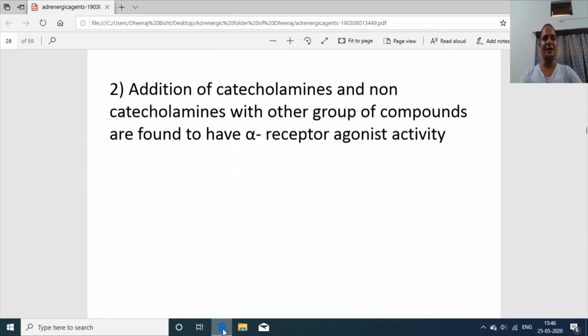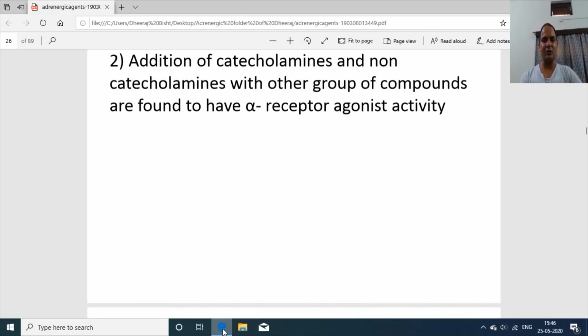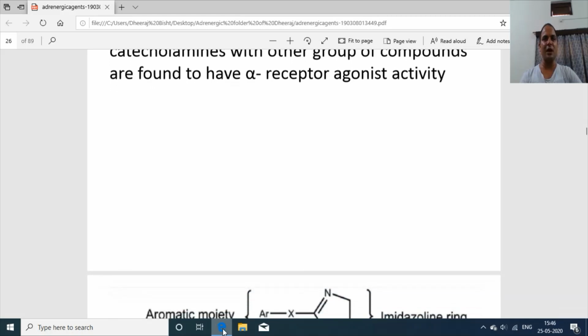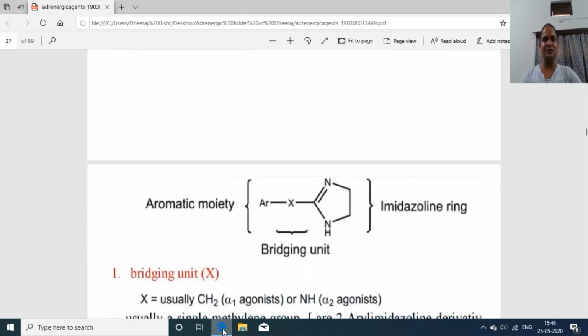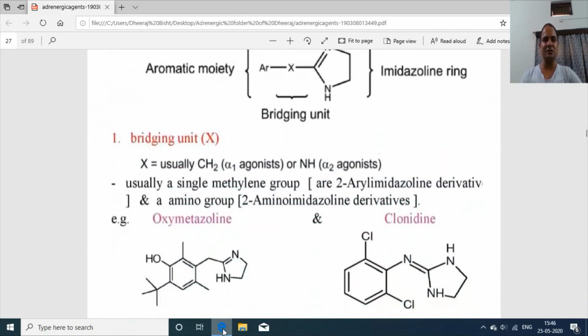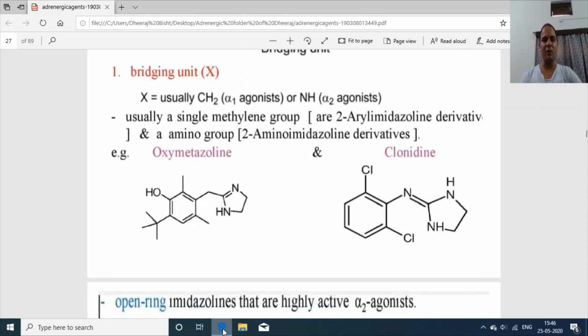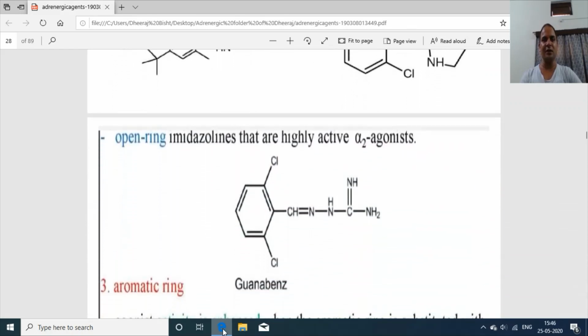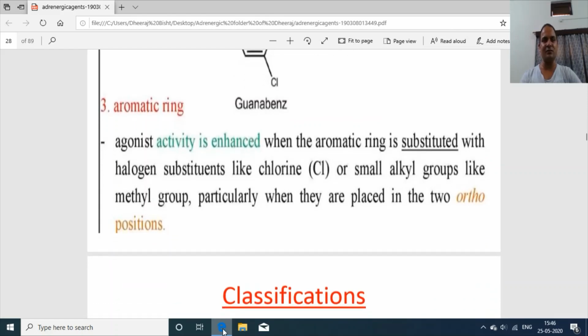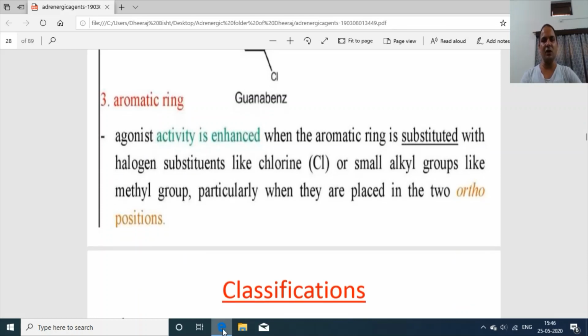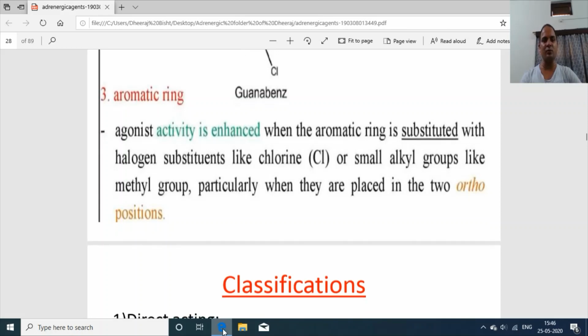Next point, addition of other groups of compounds to catecholamines and non-catecholamines is found to give alpha receptor agonist activity. Like the aromatic moiety, this is the imidazole ring. So this type of compounds are formed: oxymetazoline, clonidine. This is guanabenz. Next is the agonist activity is enhanced when the aromatic ring is substituted with halogen substituents like chlorine or small alkyl groups like methyl, particularly when they are placed in the 2 ortho positions.